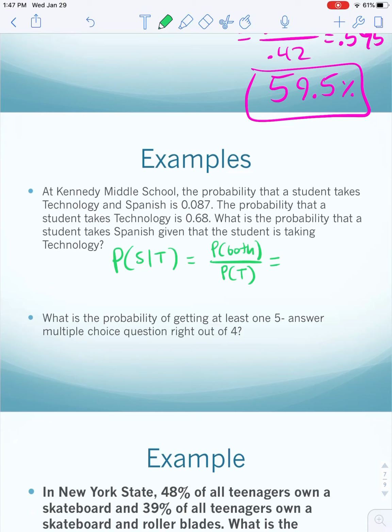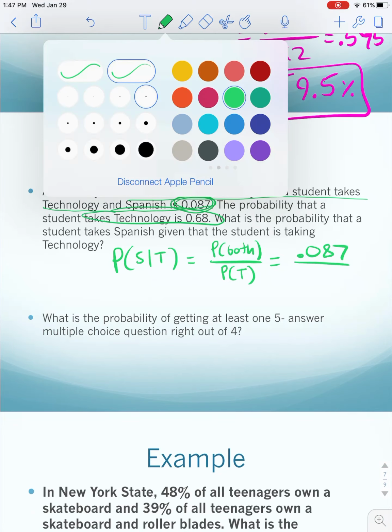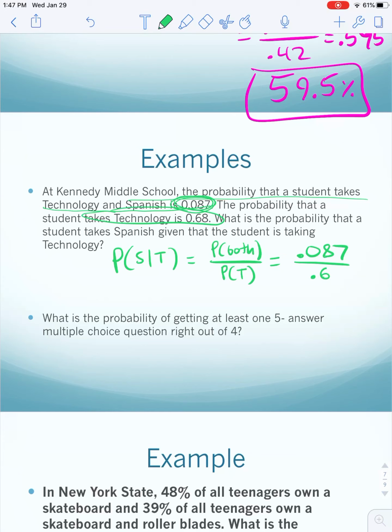The probability that a student takes technology and Spanish, there's your both, 0.087. The probability that a student takes technology is 0.68. That's your probability of the given technology, 0.68. And with that, I'm ready to solve. I'm going to take 0.087 and divide it by 0.68. And I get an answer of 0.128. That's it. We just need to know these two formulas.